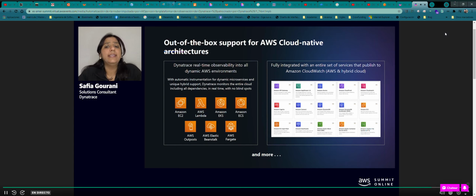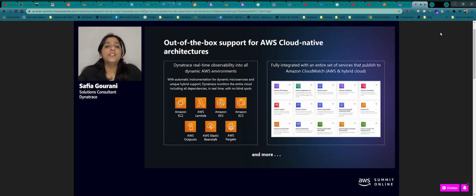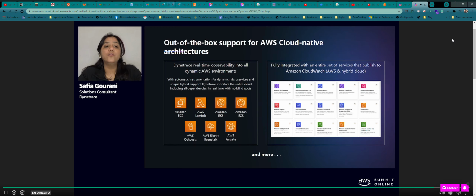The next thing is the set of services that you cannot install the agent on, where you do not have the right to install the agent. For all of those, Dynatrace has a direct integration with AWS CloudWatch, where we pull out all of those metrics for you, and we are able to give you all this information out of the box.